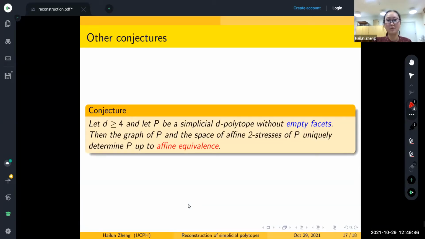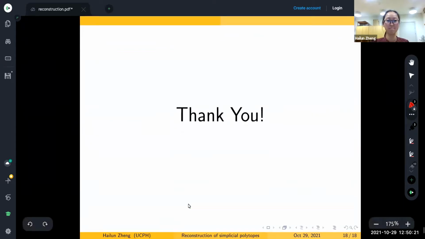Actually, once we finished the paper, Kalai suggested the following strengthening of the conjecture. He said that maybe if you consider a simplicial polytope without empty facets, then the graph of P together with the space of orphan-2 stresses will actually uniquely determine P up to orphan equivalence. So this is just a strengthening. Okay, we don't know how to prove it. I think it is true for the neighborly case, but this is really easy to see. So yeah, that's it. I will stop here. Thanks for your attention.